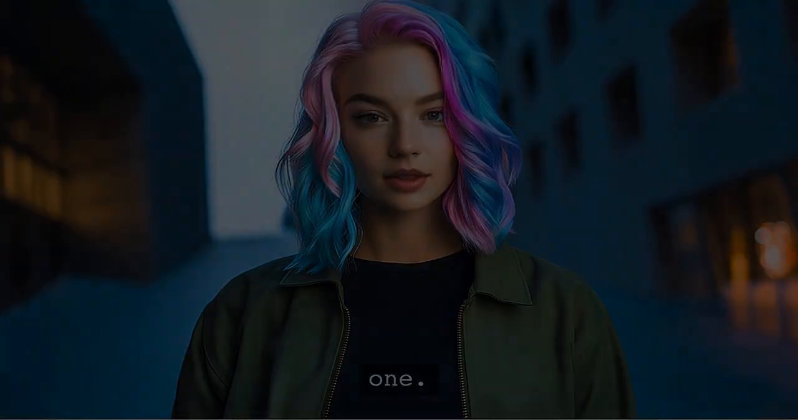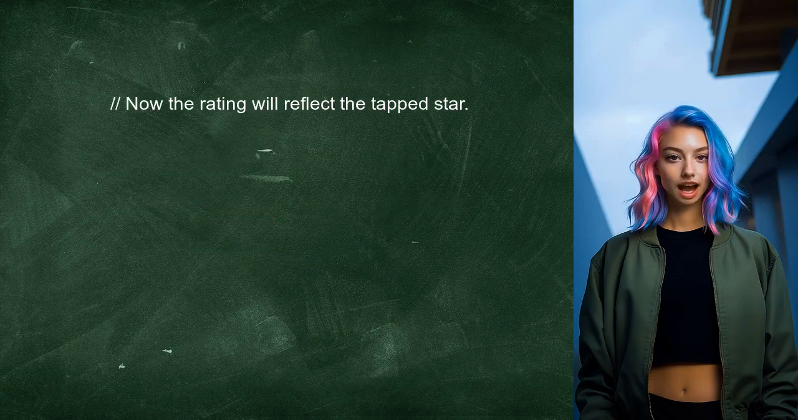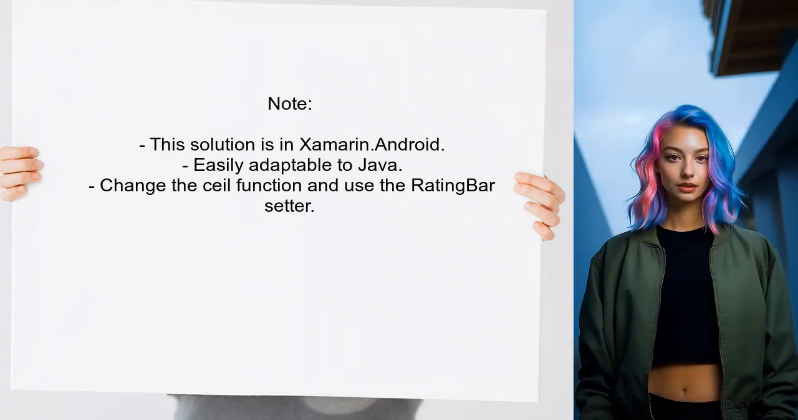Let's explore another one. An alternative solution provided by another user involves adjusting the step size of the rating bar to 0.1. In the OnRatingBarChangeListener, they suggest using a code snippet that rounds the rating to the nearest whole number. If the rounded rating differs from the original, it updates the rating bar's rating accordingly. The user notes that this solution was written in Xamarin Android, but it can be easily adapted to Java by changing the ceiling function and using the rating bar's setter.